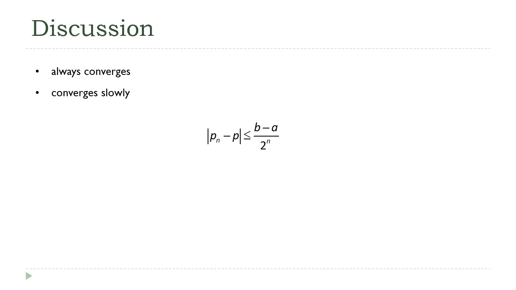And to see why, take a look at this upper bound on the error here. Looking at that, you could reasonably say there's an exponential function down in the denominator. Those grow really fast. So why is this not converging really quickly? Well, yes, exponential functions grow quickly, but the exponent base 2, not all that fast, right?